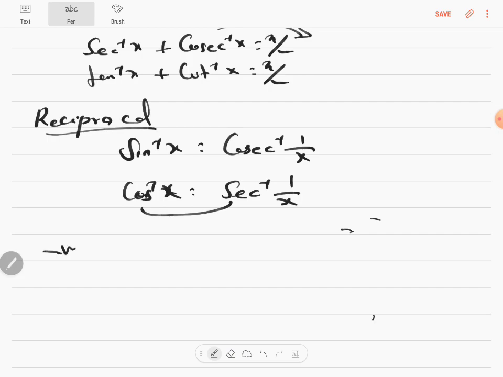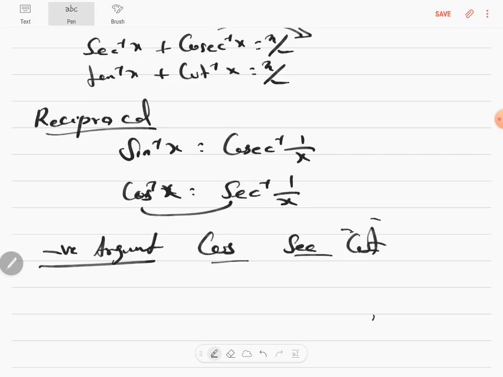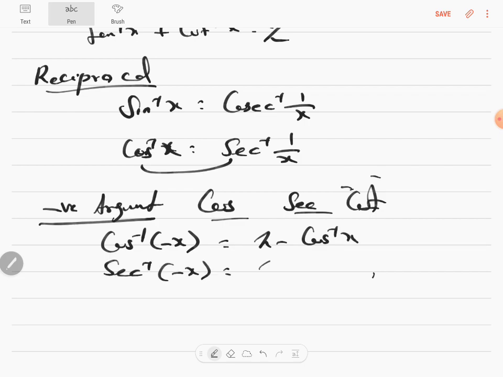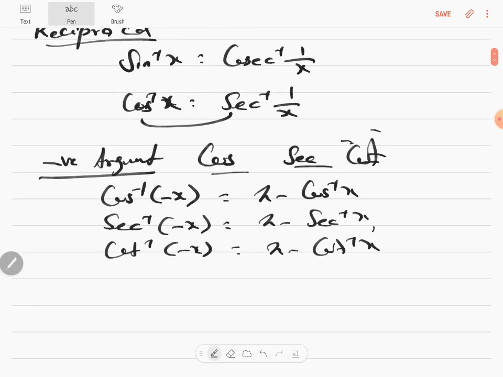Next is negative argument. Remember this: cos, secant and cot. Only in all these three, if you have a minus sign such as cos inverse of minus x, you should write it as pi minus cos inverse of x. Secant inverse of minus x is pi minus secant inverse of x. And cot inverse of minus x is pi minus cot inverse of x. Only for these, cos, secant and cot.